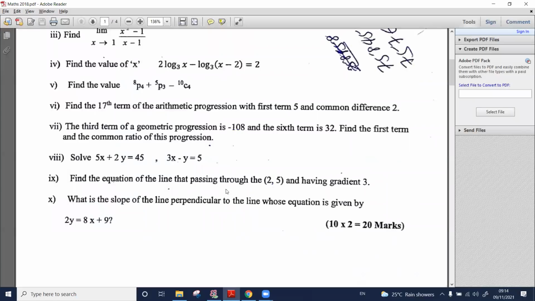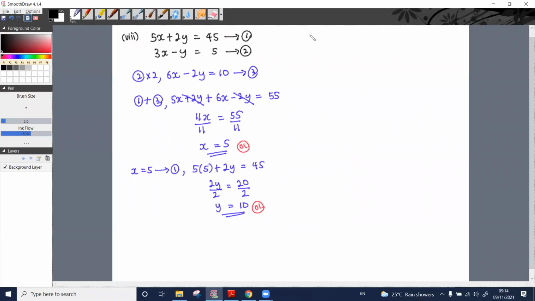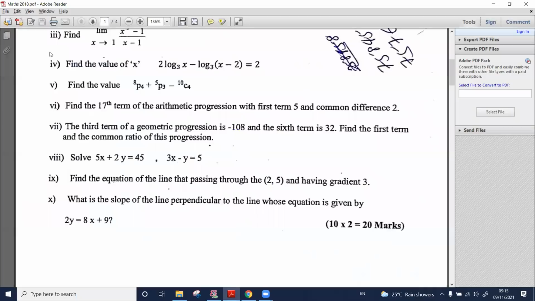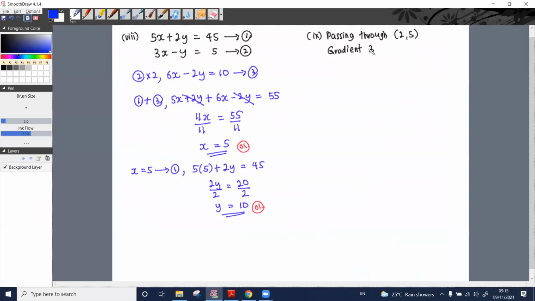Right. 9th one. Find the equation of the line that passing through 2, 5 and having gradient 3. It is passing through this point, 2, 5. And the gradient value or the slope value is given as 3. So we need to find the equation of the straight line.